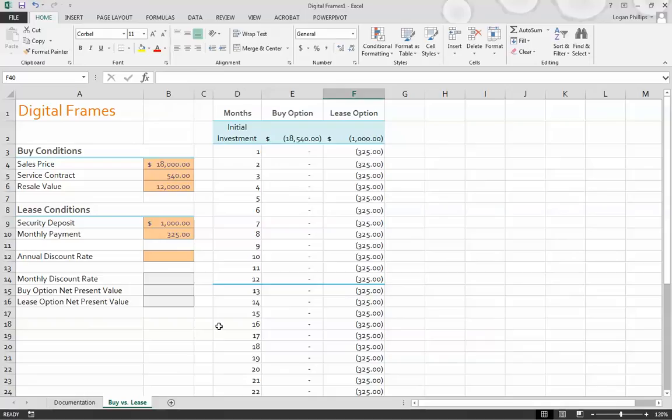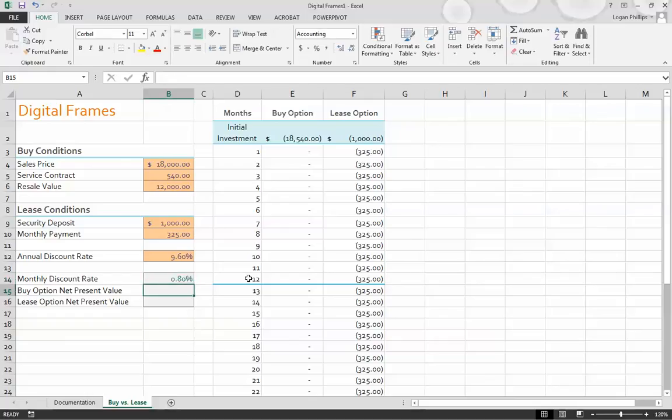Okay, we're coming up on step 9. In cell B12, enter the annual discount rate of 9.6%. In cell B14, enter a formula to calculate the monthly discount rate. The monthly discount rate is just going to be the annual discount rate divided by 12. So this is just going to equal B12 divided by 12. So each month she's going to get 0.8%.